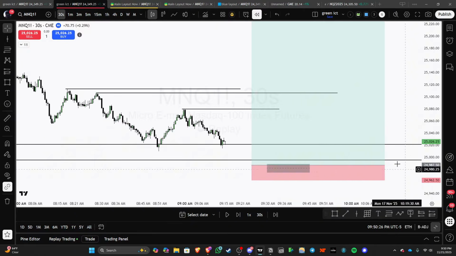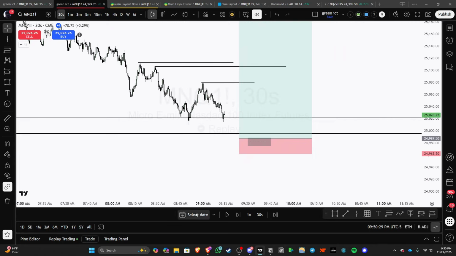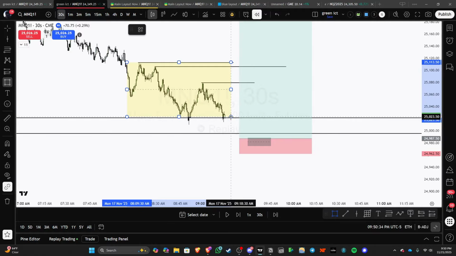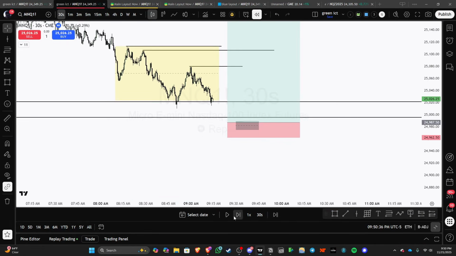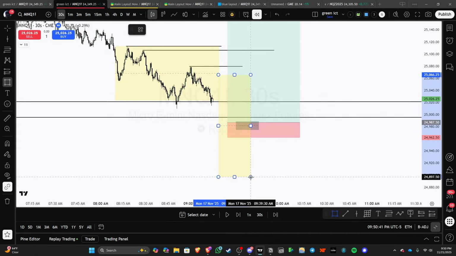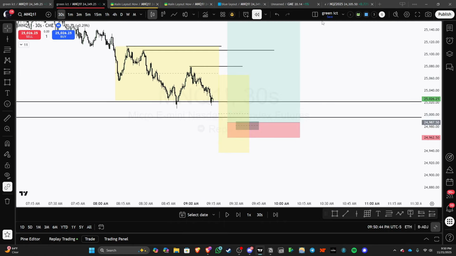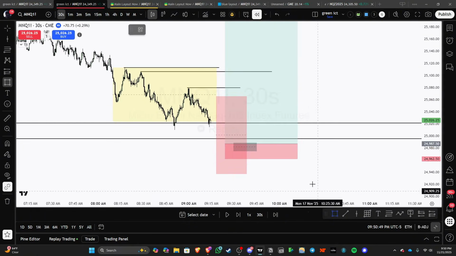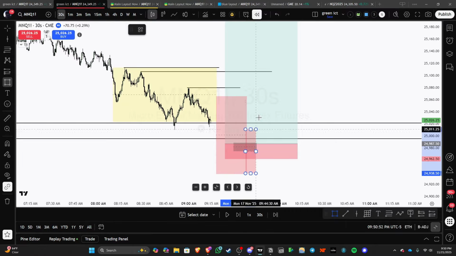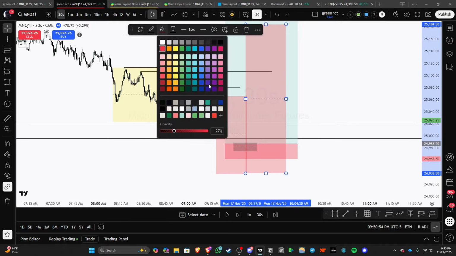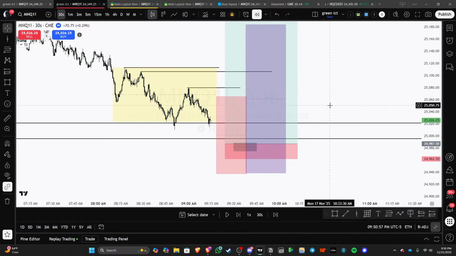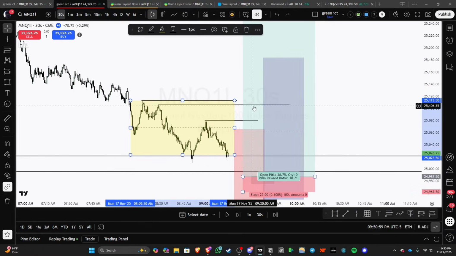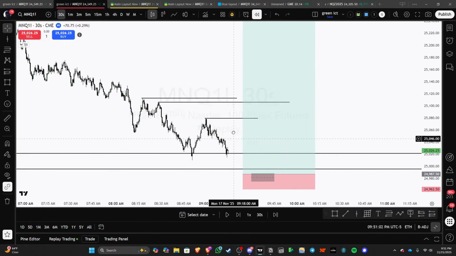So off open, I'm going to be looking for the same AMD or power of three model. So here we have accumulation. I want to see price off open. Where's 9:30? Somewhere here. Manipulate lower, and then eventually do the true move and expand higher. Hopefully you guys are picking up on what I'm trying to explain.